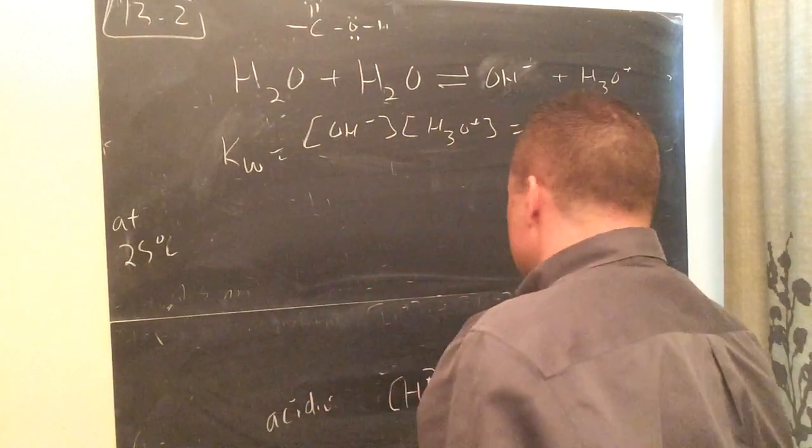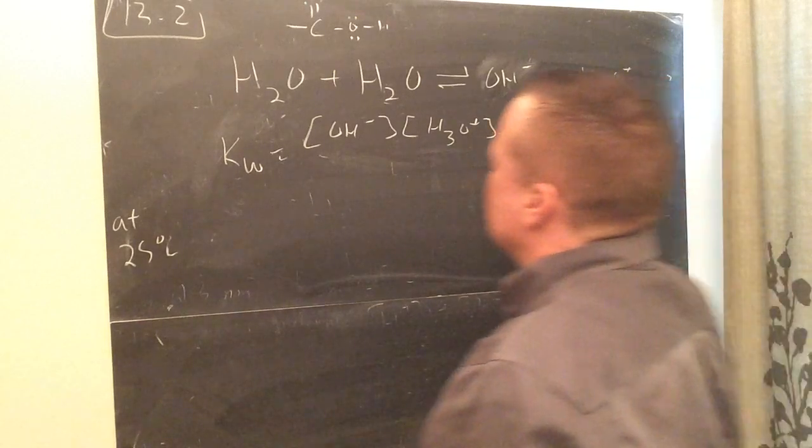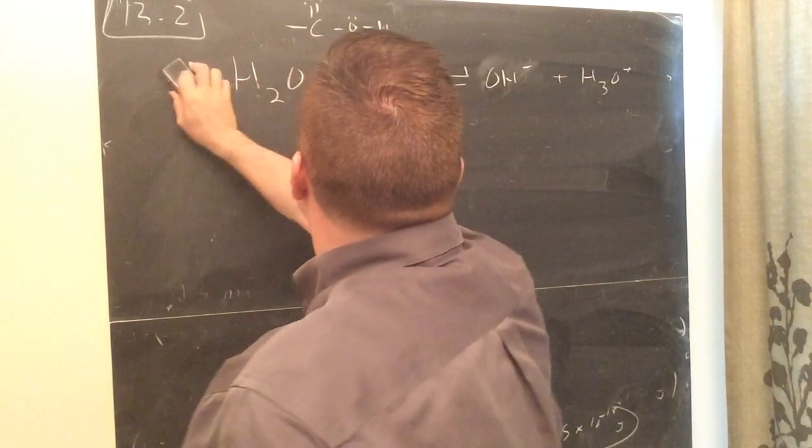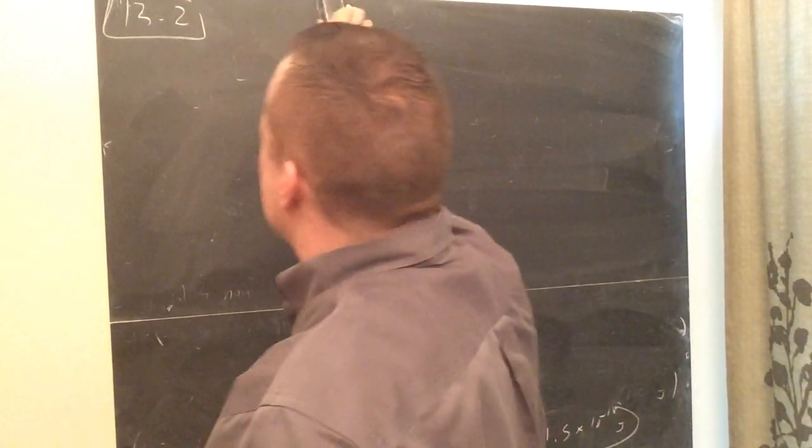That stuff I just showed you, the KW, 1 times 10 to the negative 14, it's going to become very important later on, but I don't know, for some reason I put it in the notes here.